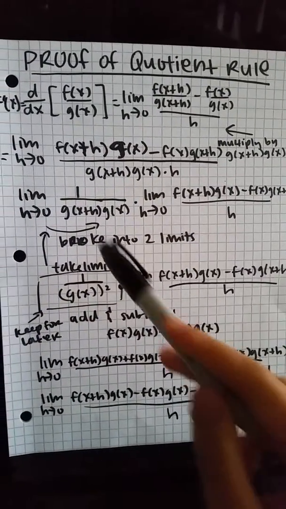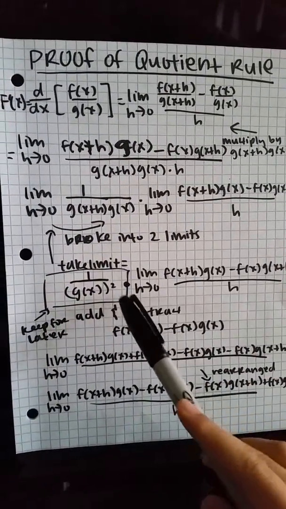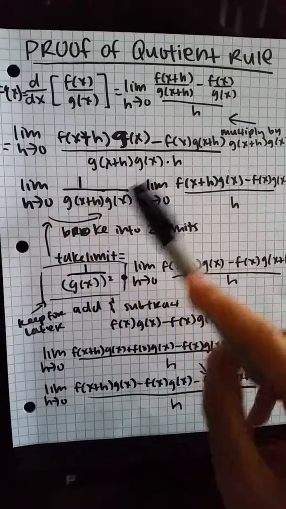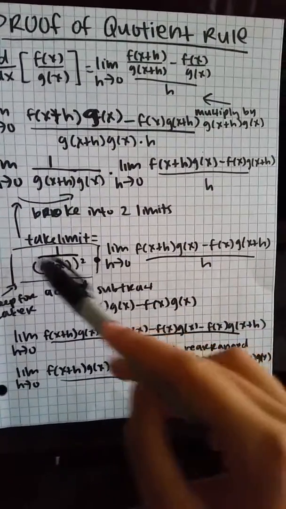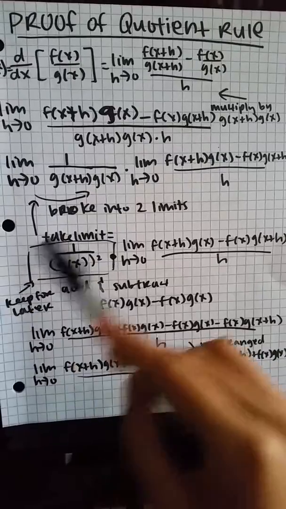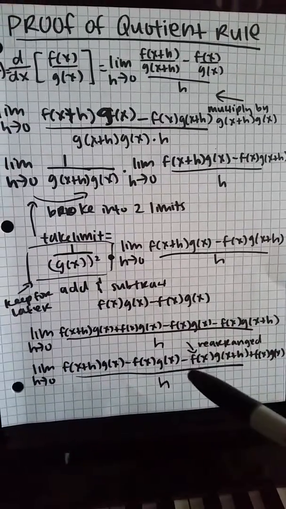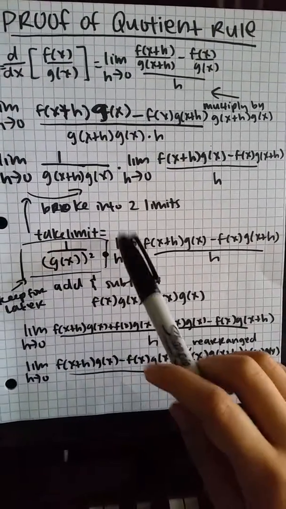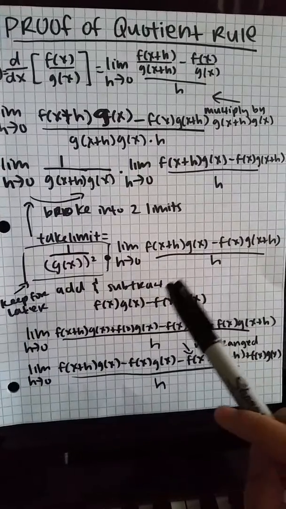This is in two limits, and if we take the limit of this first part, it gives us 1 over g of x all squared. And so we'll keep this section and add it into the rest of it for later. And now let's focus on the second half.